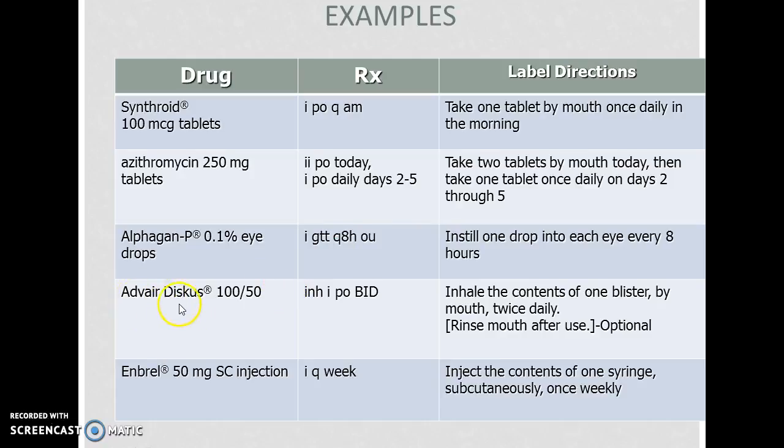Here you have an inhalant, INH, 1 time a day by mouth. Okay, and this is given twice a day, BID. Enbrel, 50 milligrams. Okay, this is a subcutaneous injection once every week. Okay, Q, as you can see here, Q every 8 hours, Q in front of a week, once a week, and this is, of course, a subcutaneous injection.